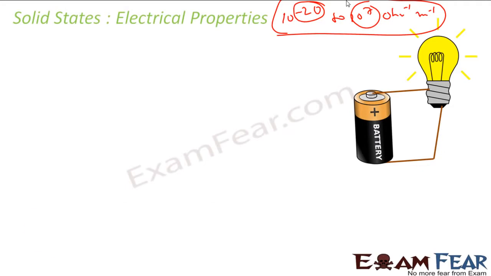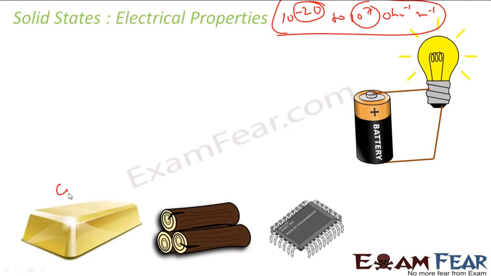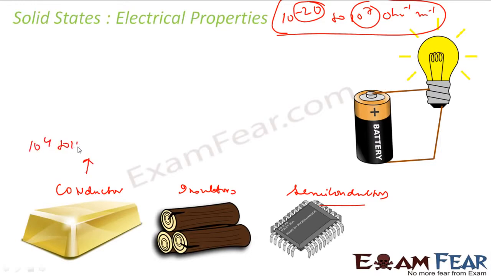In fact, there are three types of solids based on conductivity. They are conductors, insulators like wood, and semiconductors like transistors, silicon. Right? So conductors typically have a pretty high conductivity range, 10 to the power 4 to 10 to the power 7 per ohm per meter.